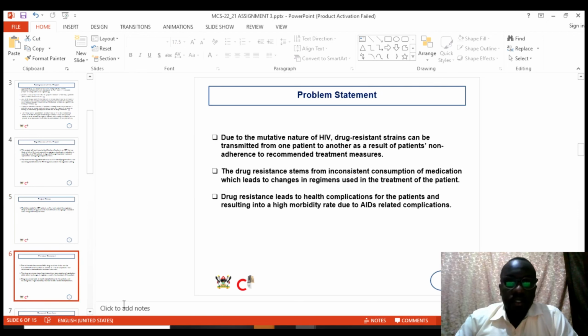So the problem statement: due to the mutative nature of HIV, drug-resistant strains can be transmitted from one patient to another as a result of patients' non-adherence to the recommended treatment measures. Drug resistance stems mainly from inconsistent consumption of medication. Knowing HIV as a virus, it will mutate, and the medication the patient is on will no longer be effective in their treatment, which eventually equates to drug resistance and its complications.